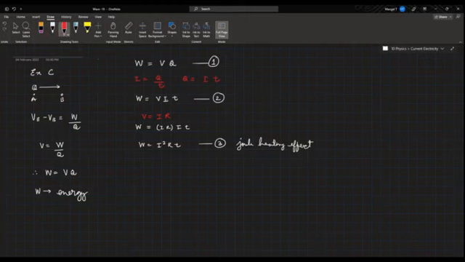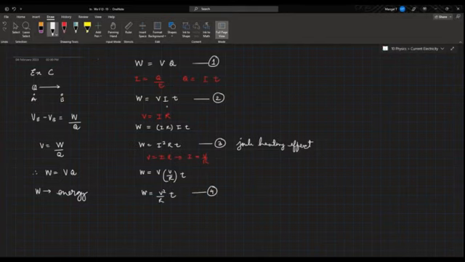Now, Ohm's law can also be written as I equal to V upon R. So in place of I, I can substitute V upon R. So W is equal to V upon R into T. So W is equal to V squared upon R into T. That's formula number 4. So these are the 4 formulas that I have for energy or work done.